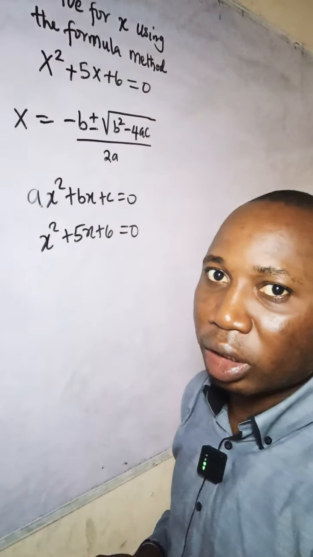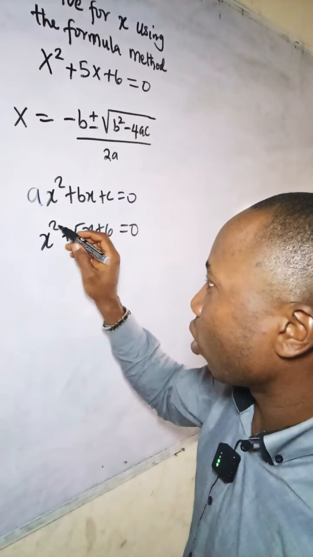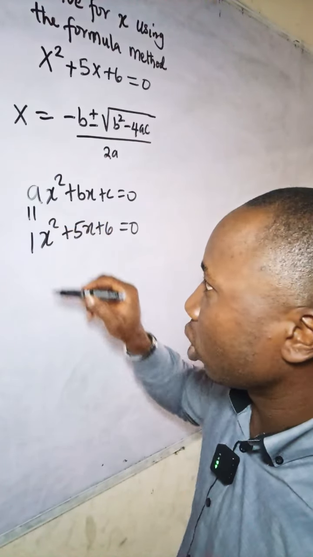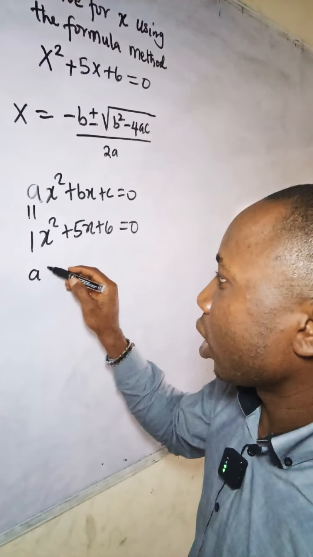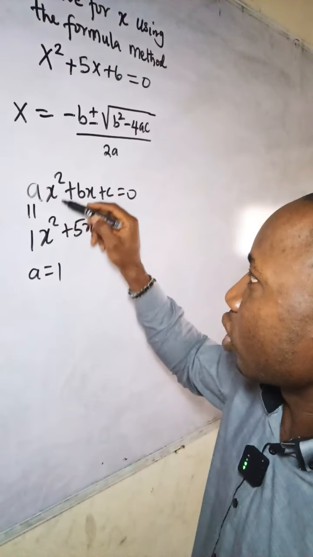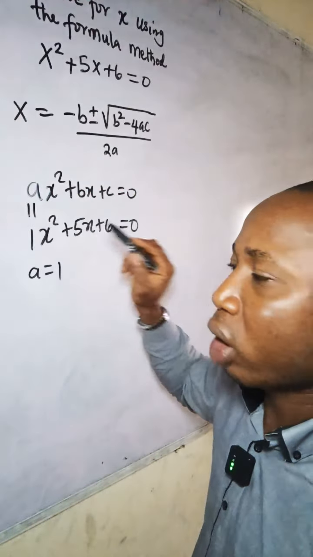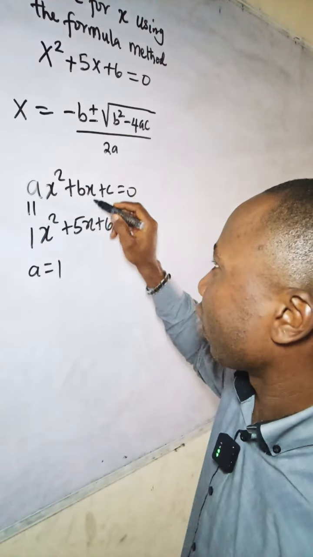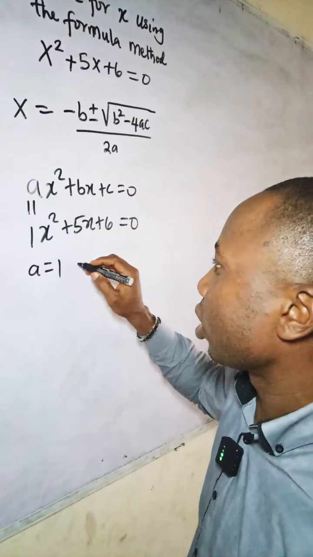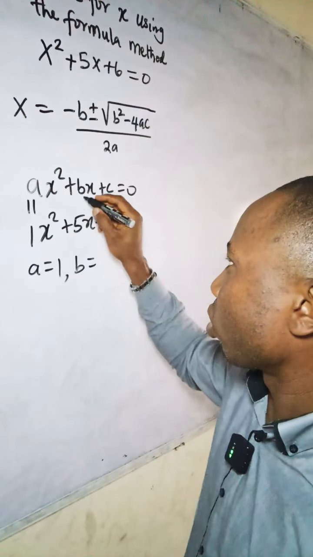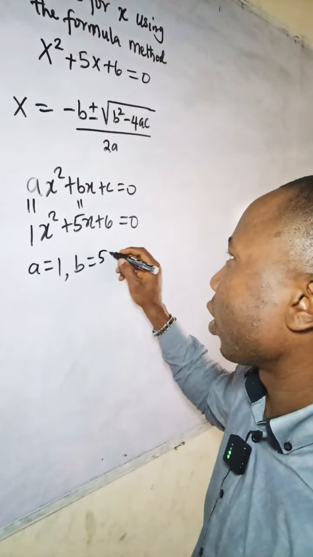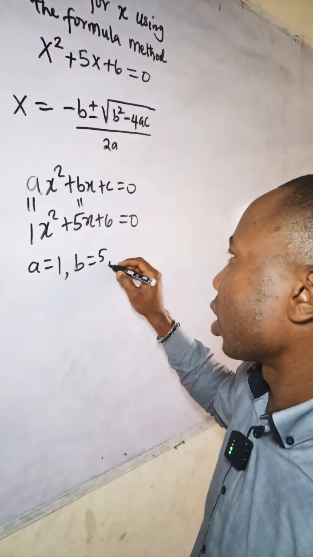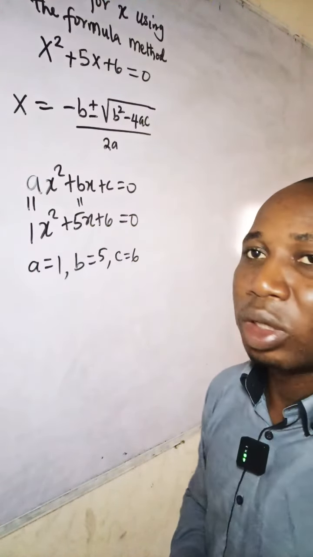So if we are comparing these two equations now, you discover that the coefficient of x squared here is 1. So this a is equal to this 1 that you see here. That means our a is equal to 1, because we have x squared, so a will be equal to 1. Is that okay? Good. And then we have plus, then we have b, we have 5. That means our b is equal to 5 here. And then we have plus, then we have c, we have 6. That means our c is equal to 6.